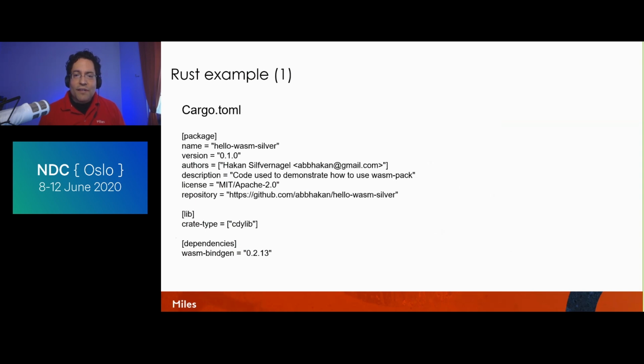This is an example here. Here we have the package definition. We call it hello-wasm-silver, which is the name of our package, and we define some version and the description. Then we define what kind of library this is. We have something called the C dynamic library, which we put under crate type. And then we also need to define some dependencies. One of the dependencies is the tool that I was talking about, wasm-bindgen. What it actually does is generate some glue file that we will have a look at.